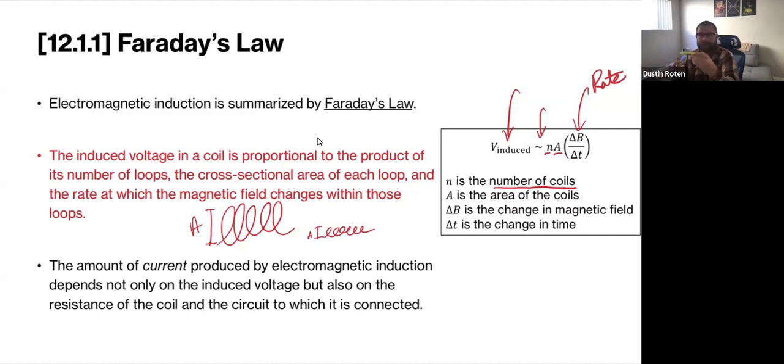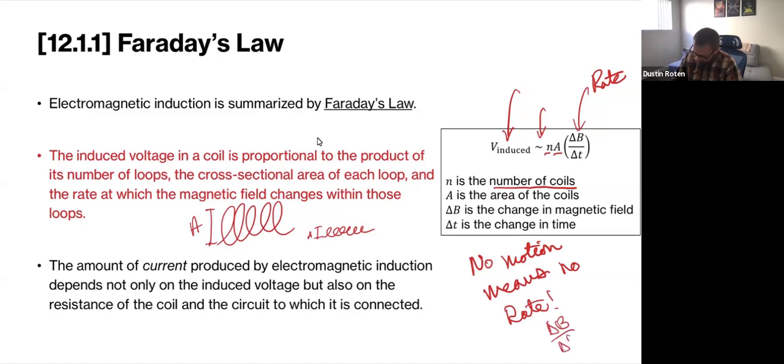That's because if your magnet is not moving, so no motion, that means you have no rate. So your change in your magnet over time is just zero. There's no rate, so this equation up here would be zero. Well, technically it's not an equation since there's no equal sign. So this proportionality is zero.